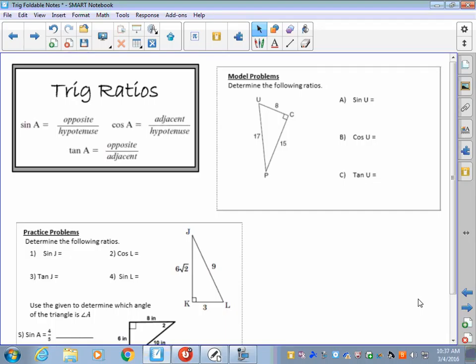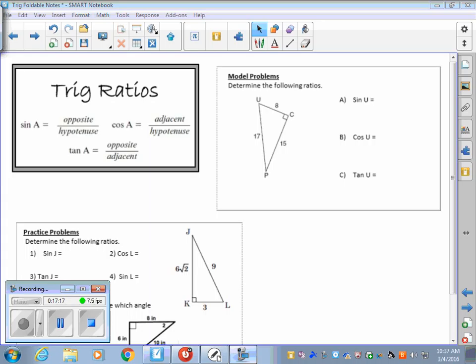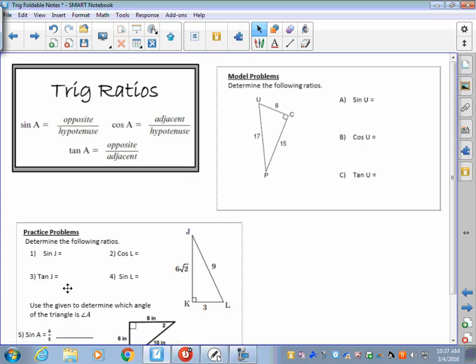Go to your foldable. Go to your foldable now. Foldable. All right, the first tab gives you your ratios. Just a reminder, opposite over hypotenuse, adjacent over hypotenuse, and tangent is opposite over adjacent.